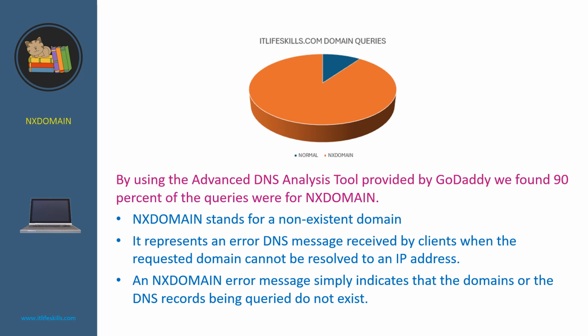By using the advanced DNS analysis tool provided by GoDaddy, we found 90% of the queries were for NXDOMAIN. NXDOMAIN stands for non-existent domain. It represents an error DNS message received by the clients when the requested domain cannot be resolved to an IP address. An NXDOMAIN error message simply indicates that the domain or the DNS records being queried do not exist.